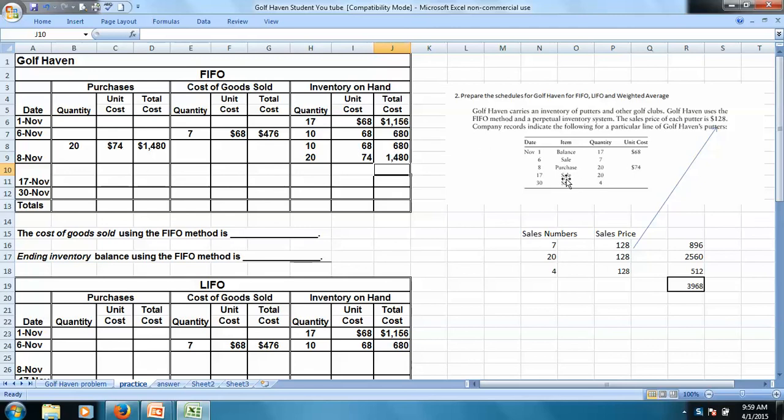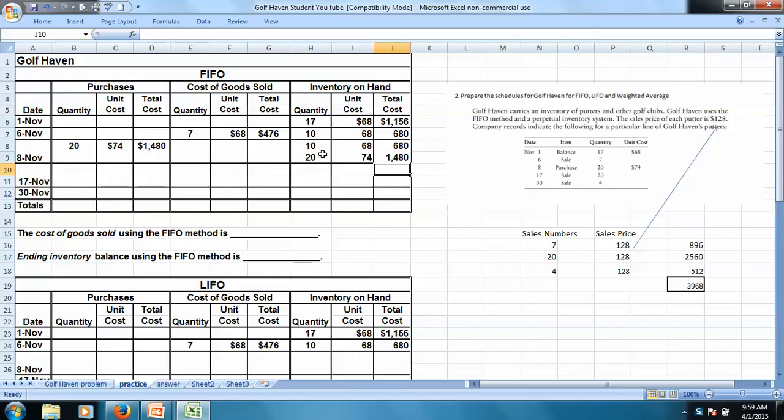Now the problem tells us we're going to make a sale. And in order to record the sale, we're going to go into the cost of goods sold. It says we sold 20 putters. But the question is, which putters did we sell? Well, under the FIFO assumption, the first putters that were in the store, our oldest putters, are going to be the first putters that go out.